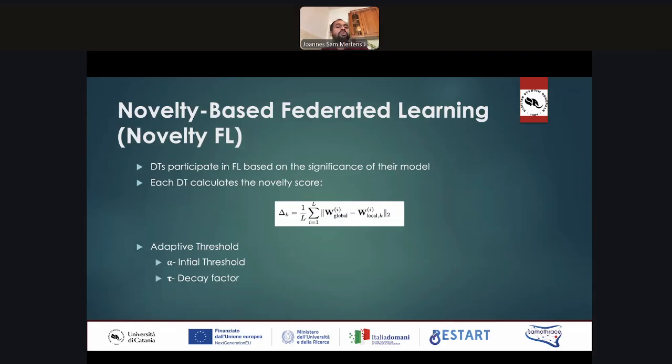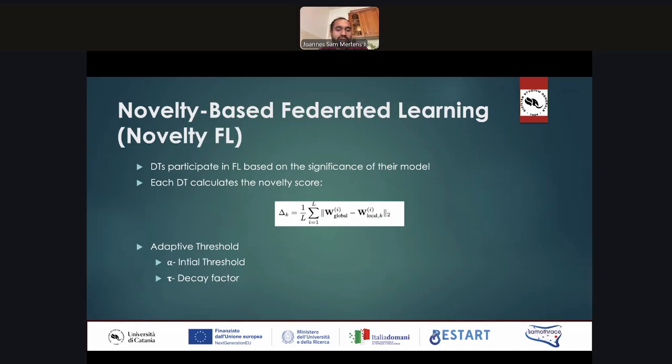And another approach we were comparing with was novelty-based federated learning. So this will consider the novelty. We calculate the difference between the global model and the local model. The global model is the model that was updated and sent from the aggregator in federated learning. And the local model is what you get after you train the global model. Okay, so when you see the difference, it shows the novelty.